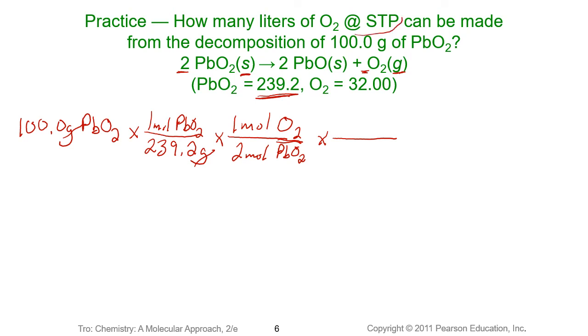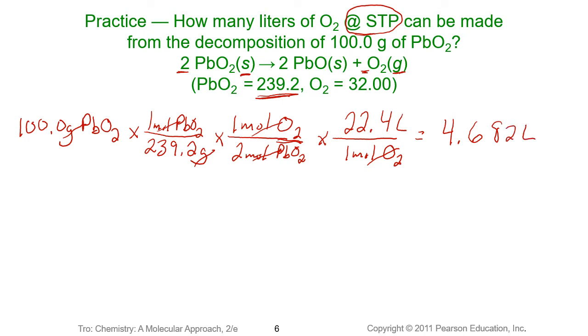Because this reaction is at STP, we know that 1 mole of gas, and it doesn't matter which gas, but in this case oxygen, is 22.4 liters. And so now, using our molar volume, we can calculate that we would have 4.682 liters of oxygen produced from this reaction.